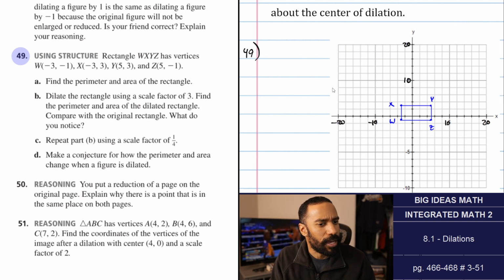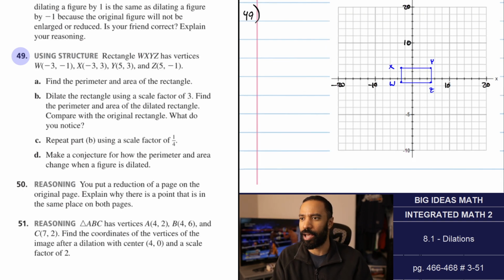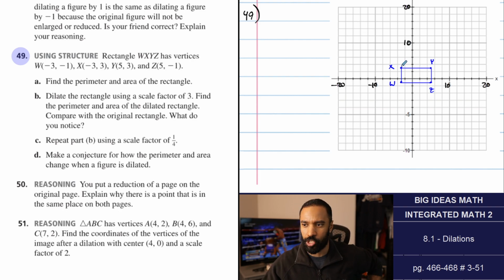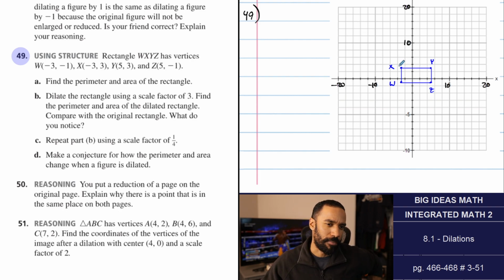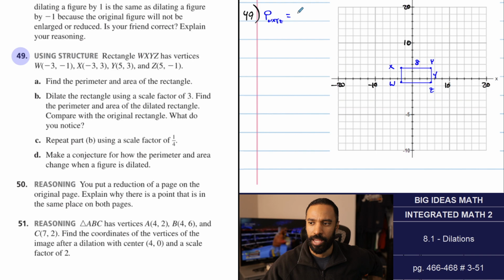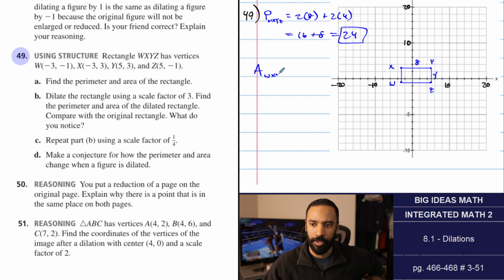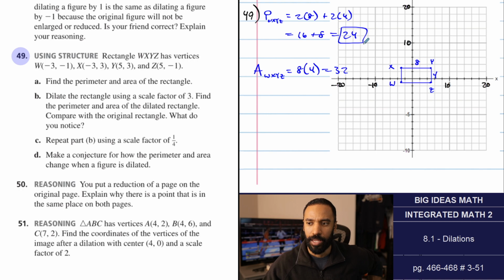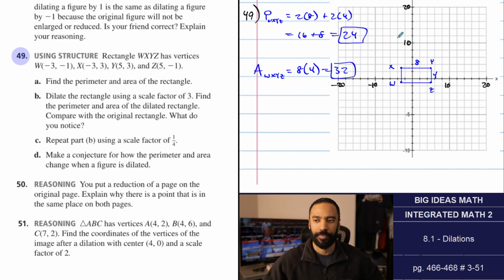Remember that. All right, find the perimeter and area of the rectangle. So these lengths, remember, these go by 2s. From -3 to 5, that's 8. And from 3 to -1, that's 4. So the perimeter of WXYZ is going to be 2 eights plus 2 fours, which is 16 plus 8, which is 24 units. The area of WXYZ is 8 by 4, which is 32 square units.